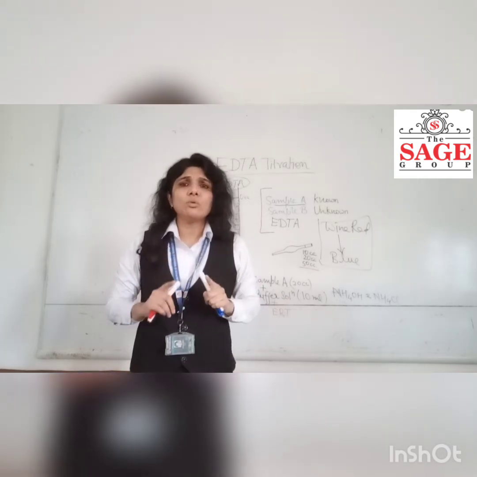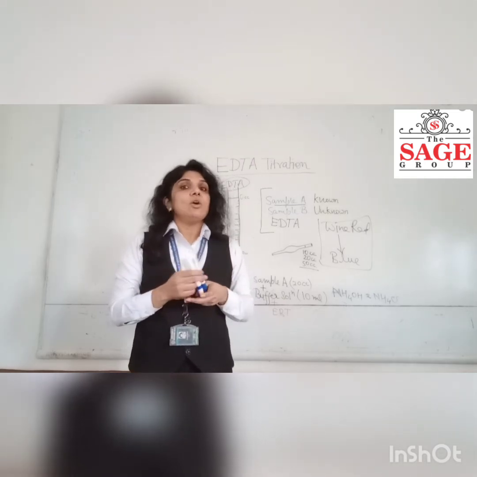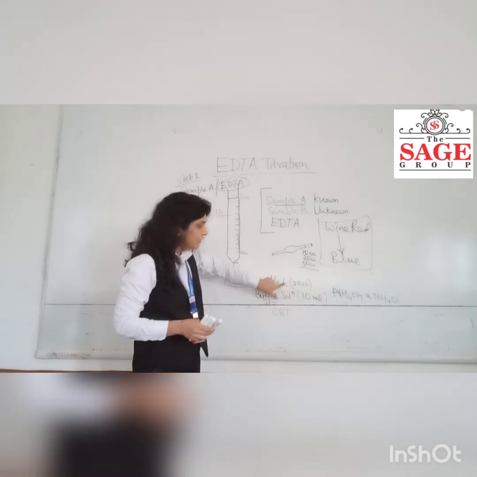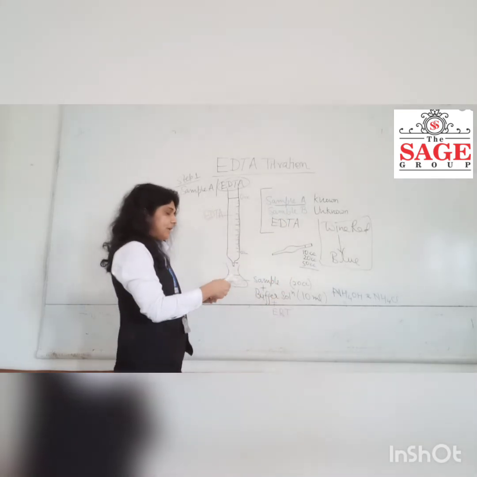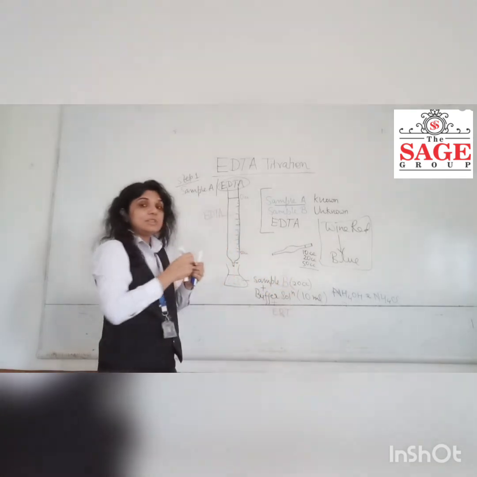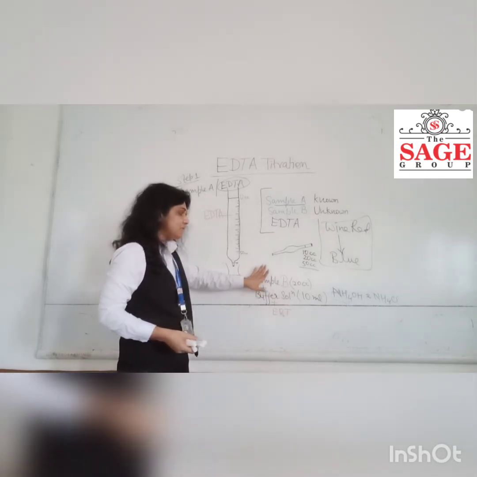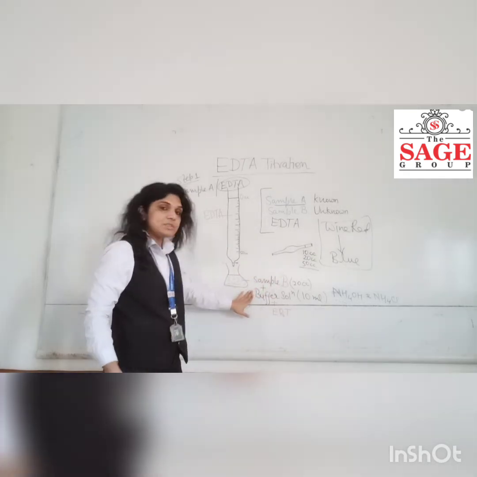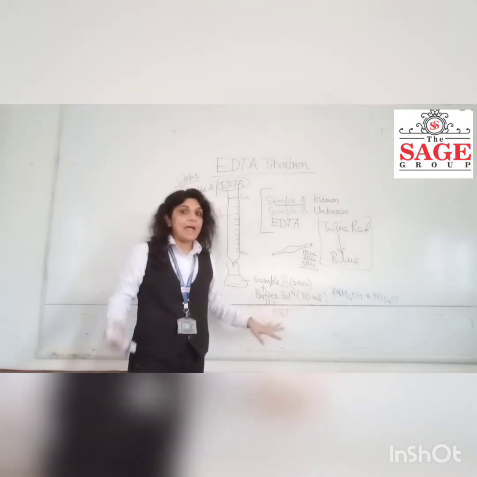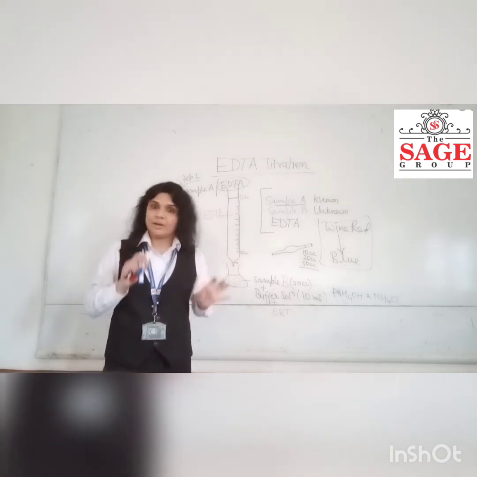Now in step number 2, it is similar. There is no change in step number 2. The only thing that changes is that in place of sample A, we will be taking sample B. Rest of the things are the same: you will take 20 ml of sample B, add 10 ml buffer solution, then add 3 drops of EBT indicator. As soon as you add the EBT, the solution will turn wine red.